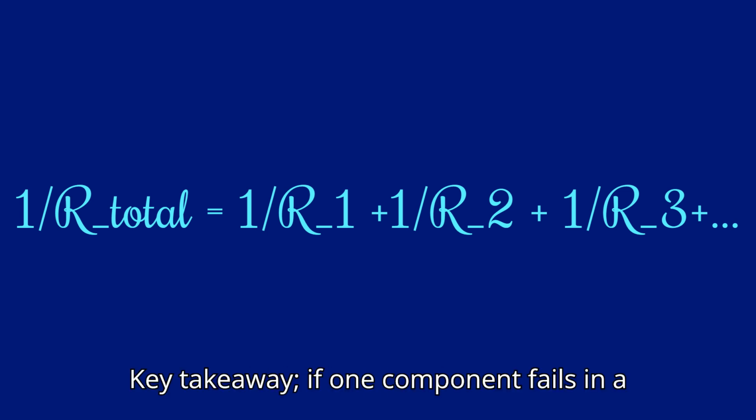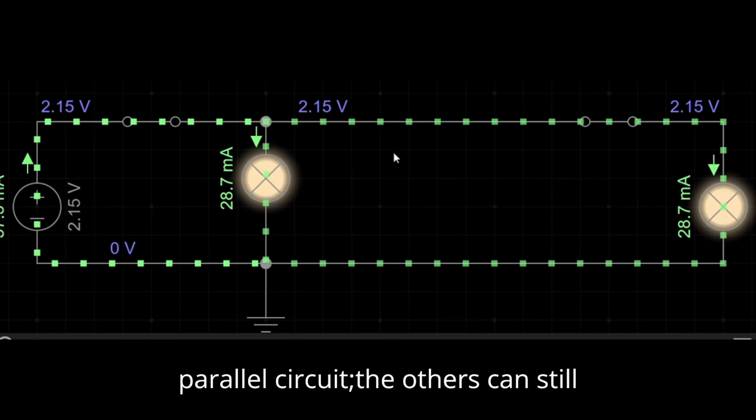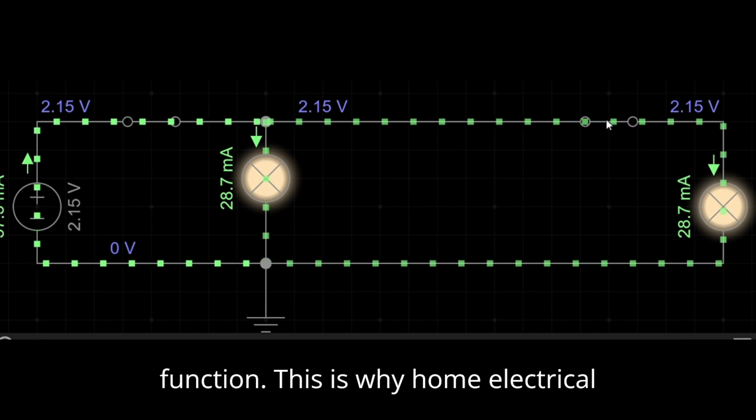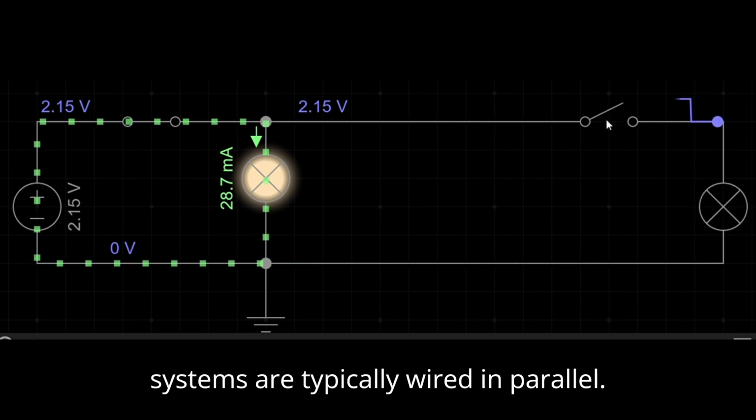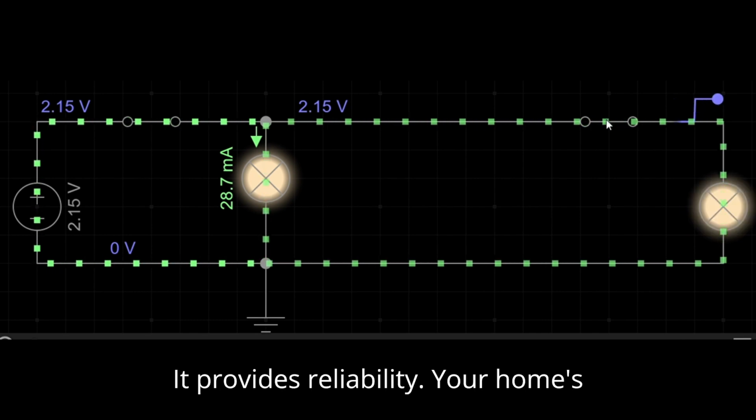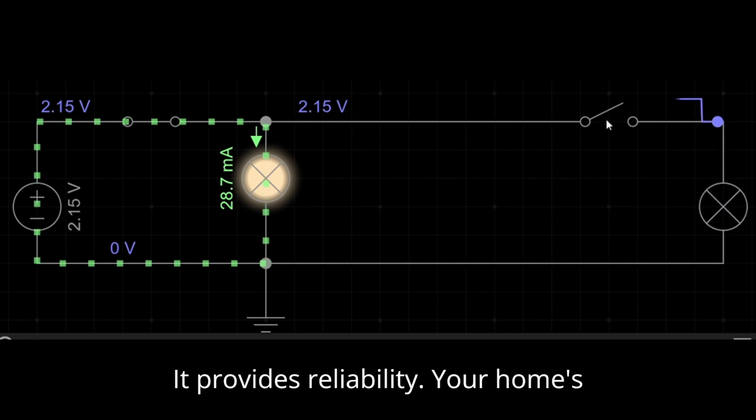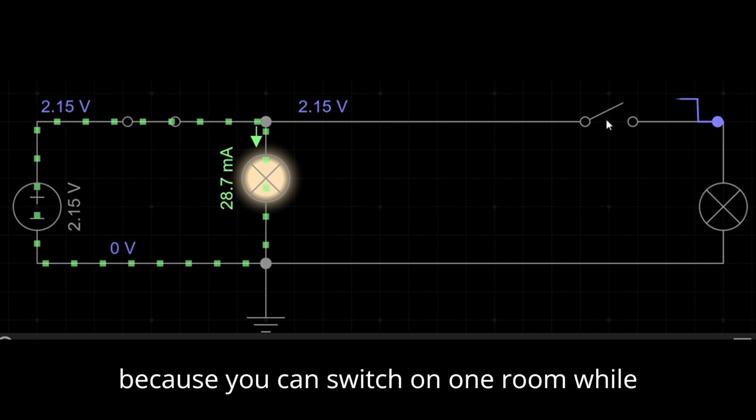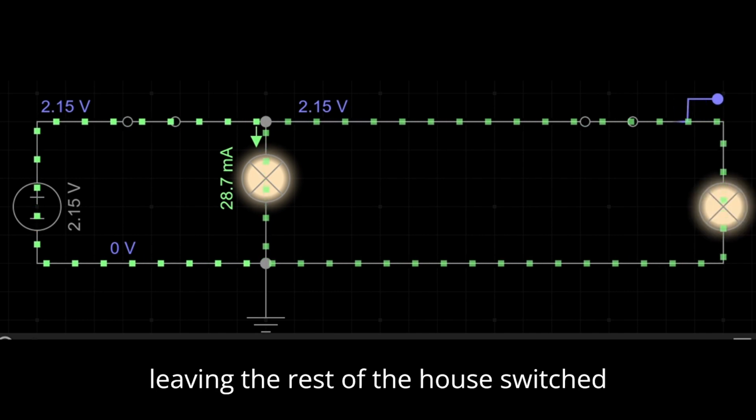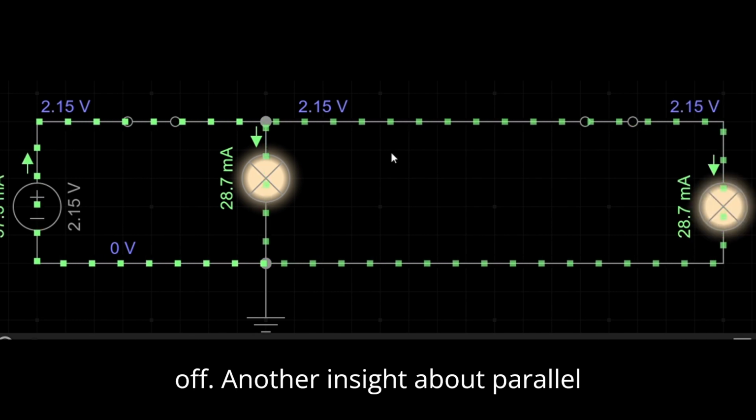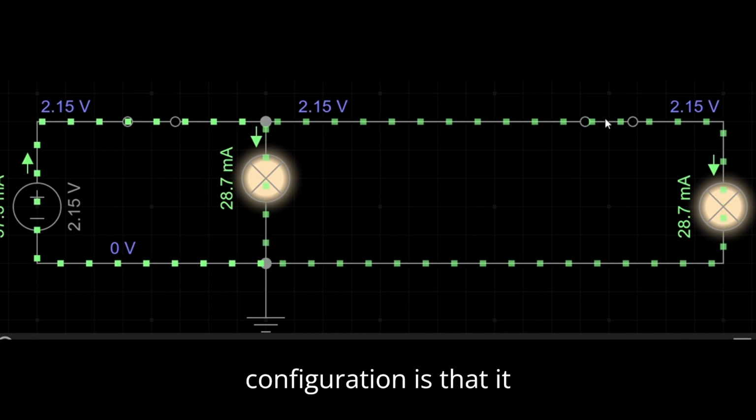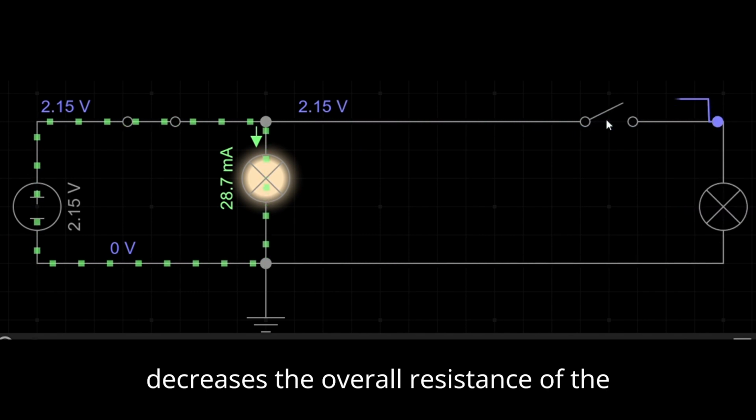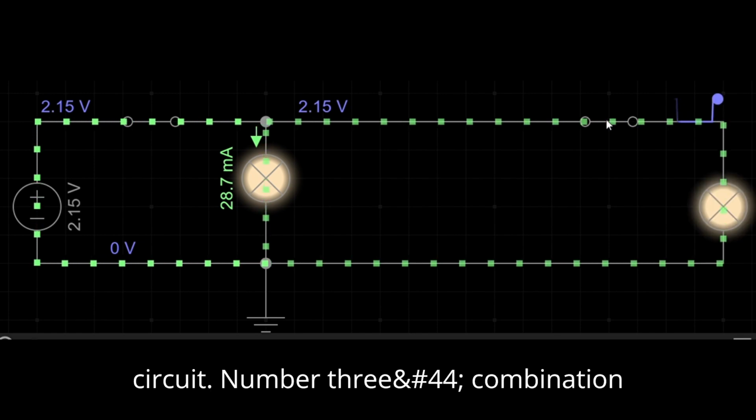Key takeaway: if one component fails in a parallel circuit, the others can still function. This is why home electrical systems are typically wired in parallel. It provides reliability. Your home's light circuit is typically in parallel because you can switch on one room while leaving the rest of the house switched off. Another insight about parallel configuration is that it decreases the overall resistance of the circuit.